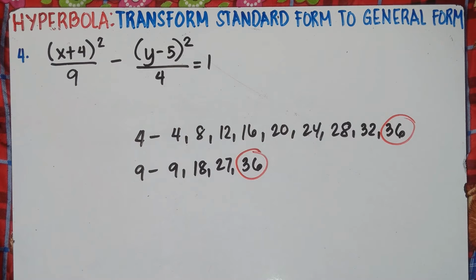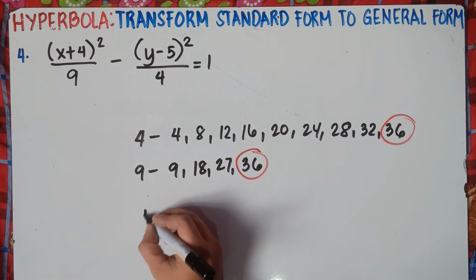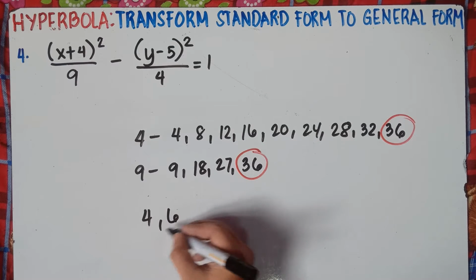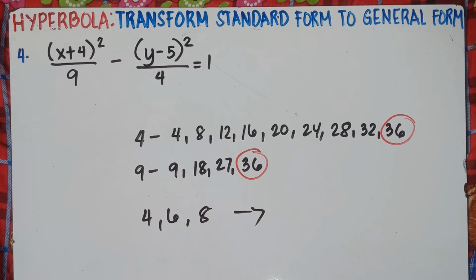So that's how you find the LCM, class. Let's try an example: 4, 6, and 8. The teacher will ask you to find the LCM. What will be the LCM, class, of 4, 6, and 8? So you think of a number that we can divide these numbers, 4, 6, and 8, by.